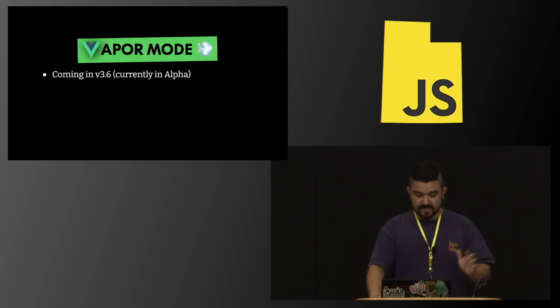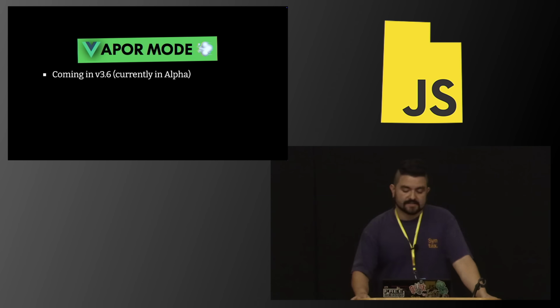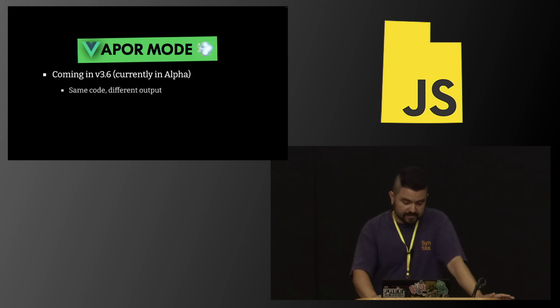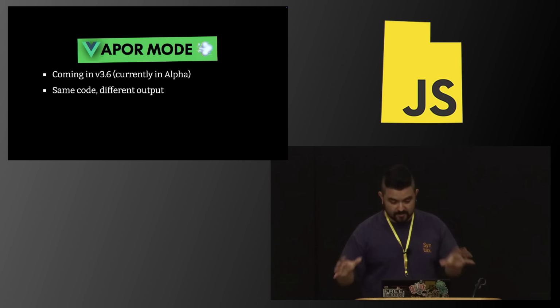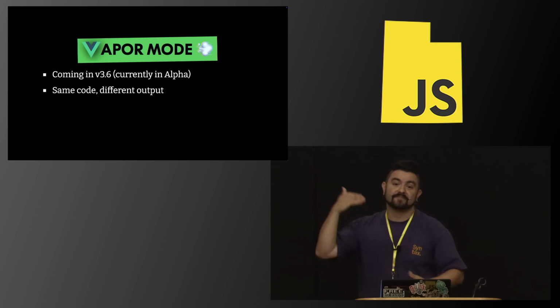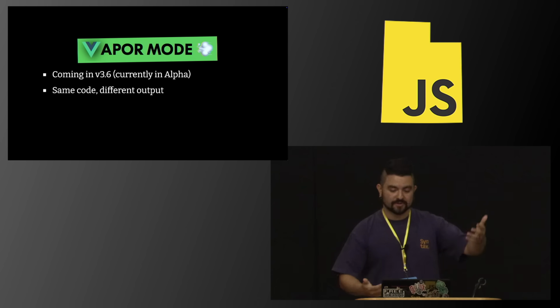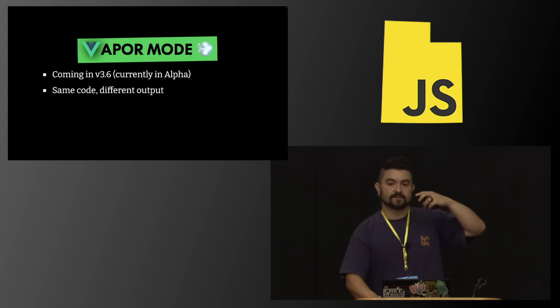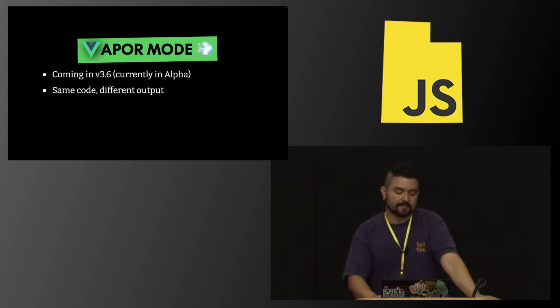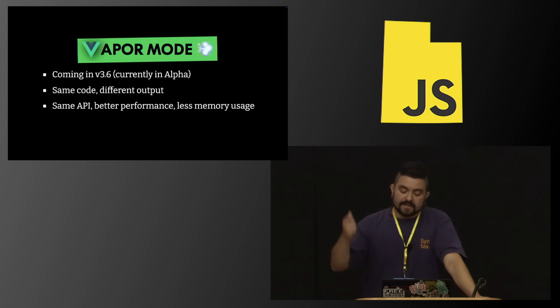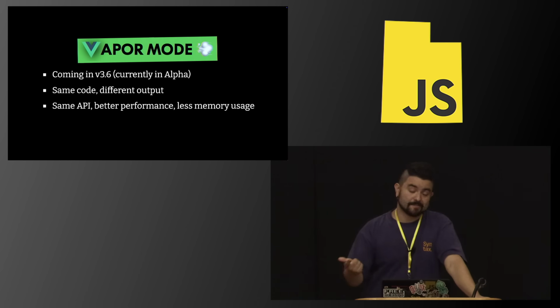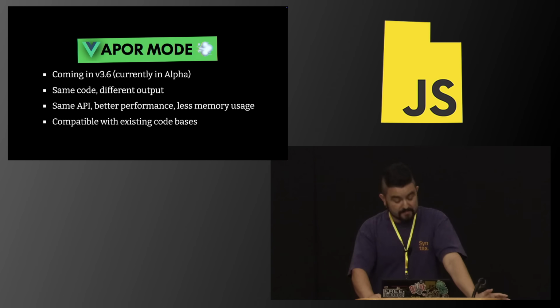So with Vapor mode, it's coming in version 3.6. It's currently in alpha. And essentially, you can write the exact same code as you're writing today, but it's going to have a different output. So instead of outputting code that is virtual DOM code, it's going to output code that is highly performant without the virtual DOM runtime that can directly update the UI. It uses the exact same API, but you're going to get better performance and less memory usage. And it's compatible with existing code bases.